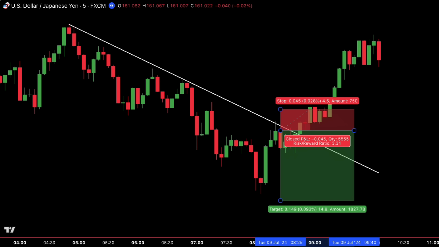The market moves against you and hits your stop loss. So the question becomes, do trend lines not work? Does this strategy not work? No. What was missing was a critical step in your analysis: top-down analysis.